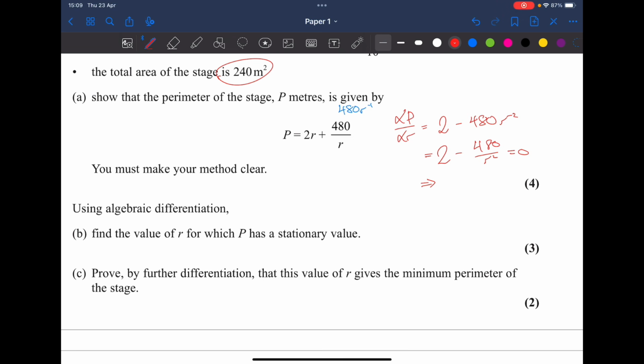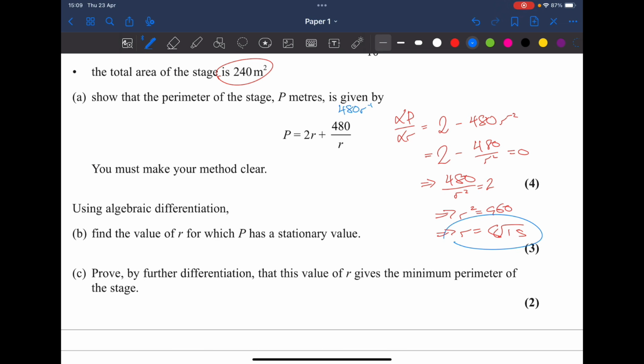So effectively, we want the 480 over r squared equal to 2. So the r squared needs to be 960. So r is the square root of 960, which is 8 root 15. The root doesn't look too nice, but it's not the end of the world.